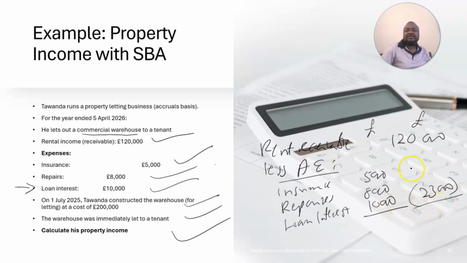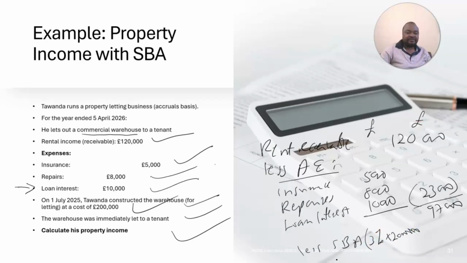And we get how much? That's 120,000 minus 23,000. That comes to 97,000. And then we deduct less SBA, the SBA on the new building. We constructed the warehouse for letting at a cost of 200,000. So that's 3% of 200,000.